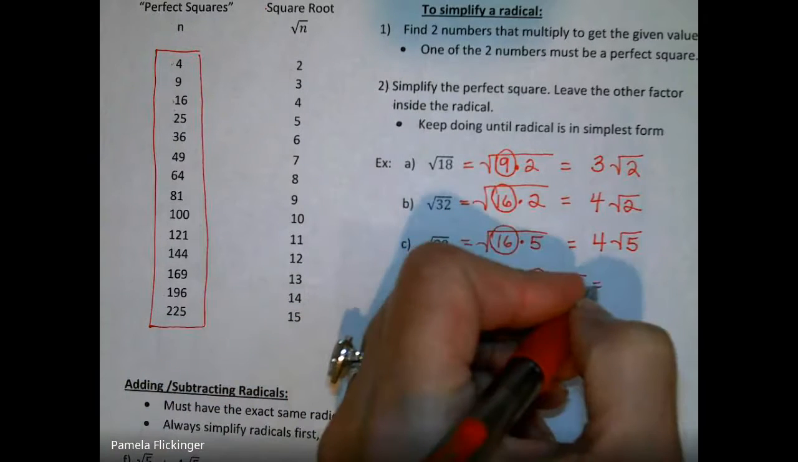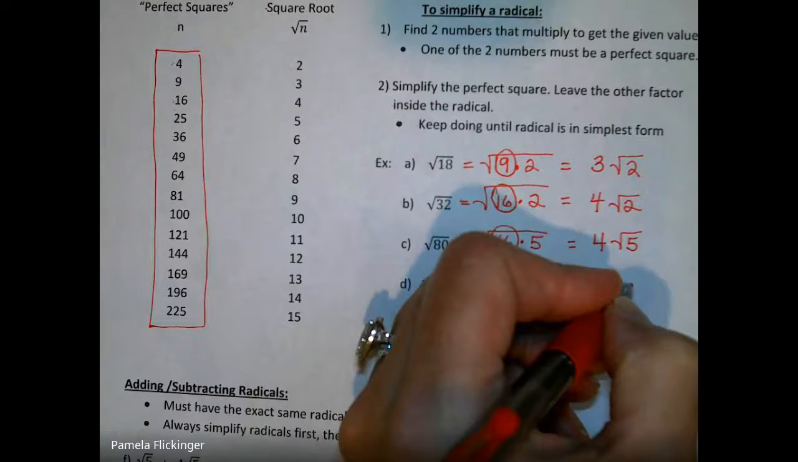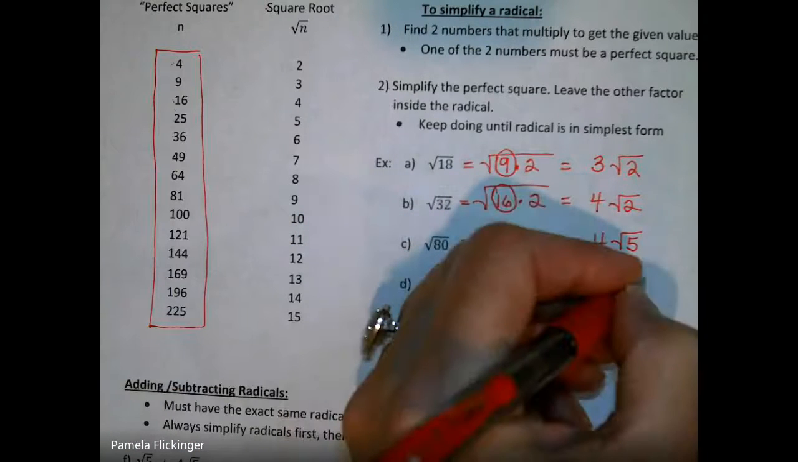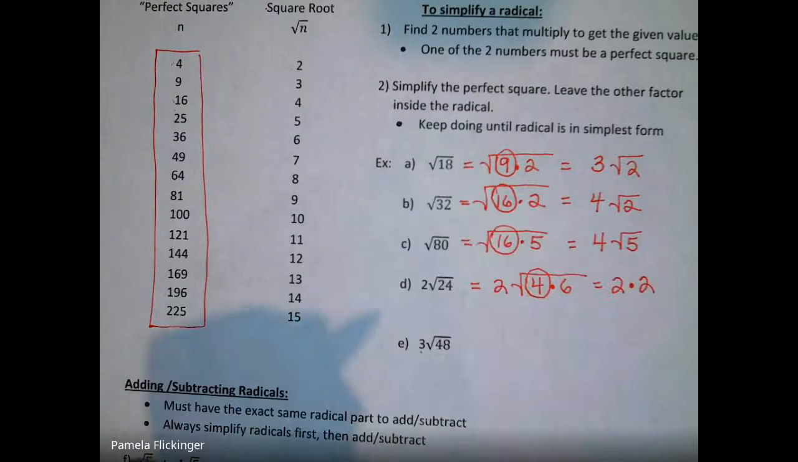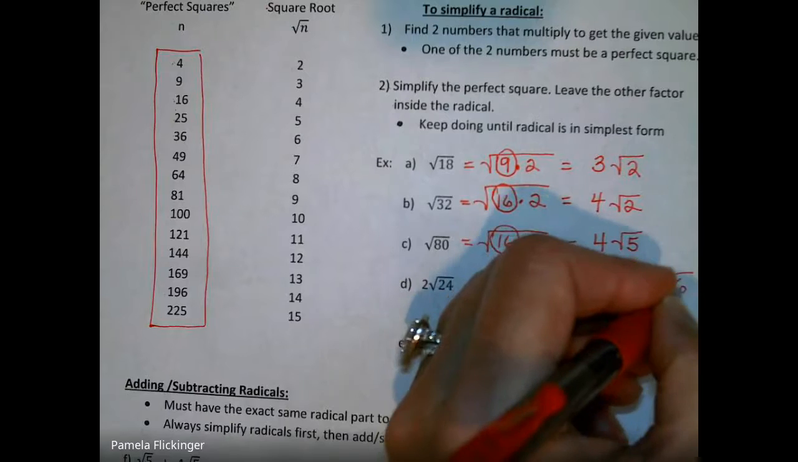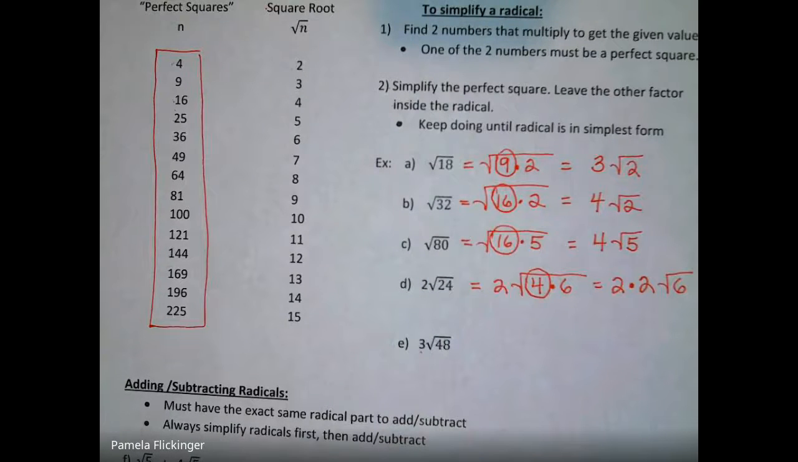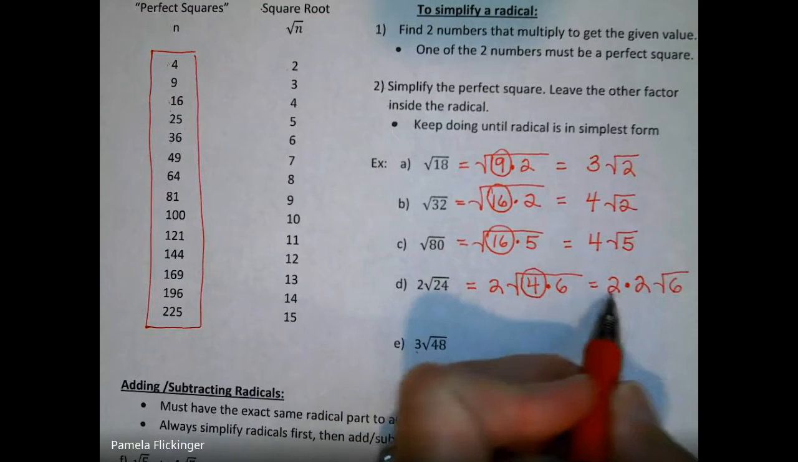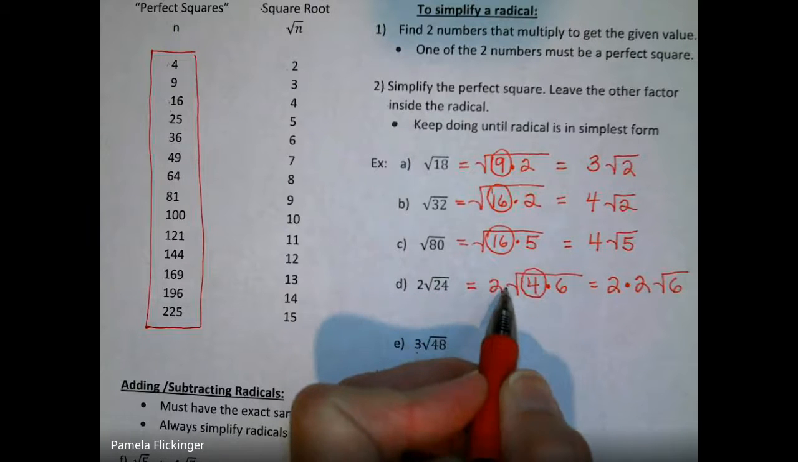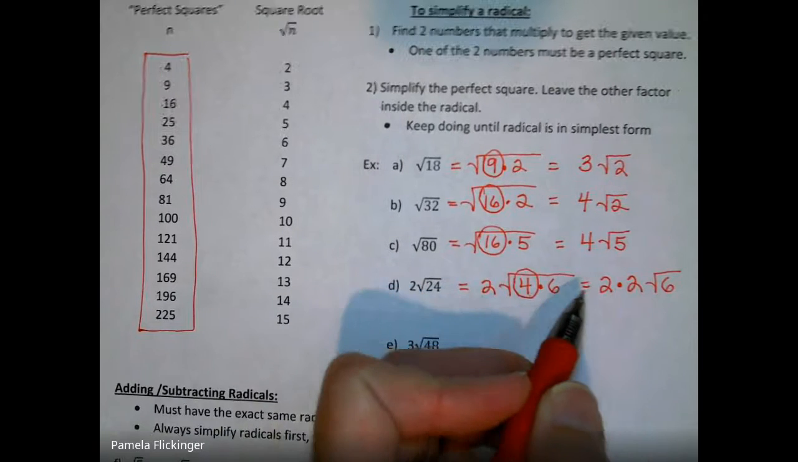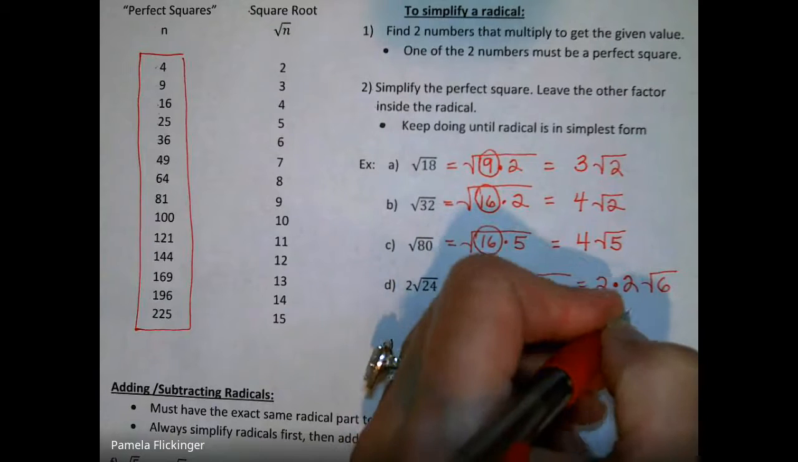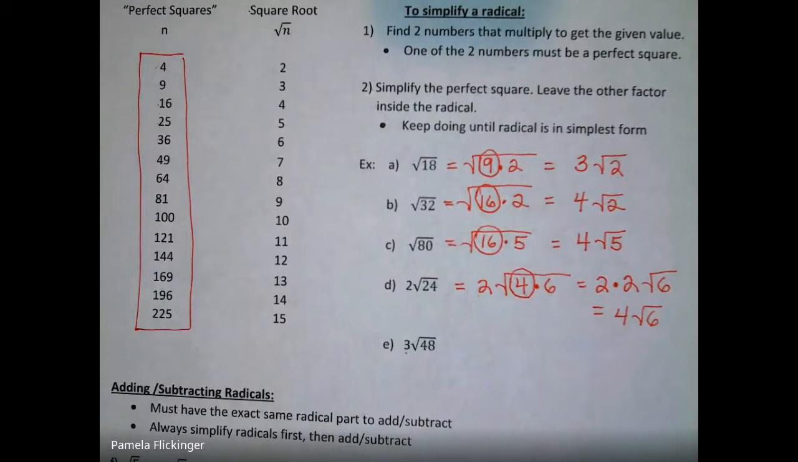So notice, all right, there's already a 2 out there. So when I take the square root of 4, another 2 comes out, and the 6 will stay in. All right, so I just need to remember the 2 that I brought out is just going to get multiplied to the 2 that's already there. So the final answer will be 4 times the square root of 6.